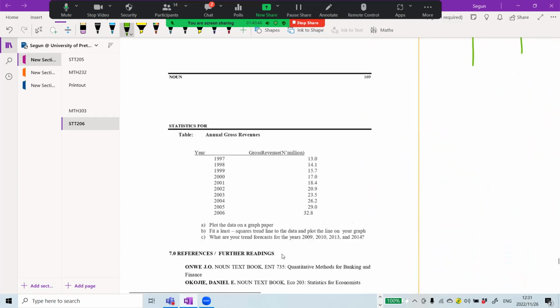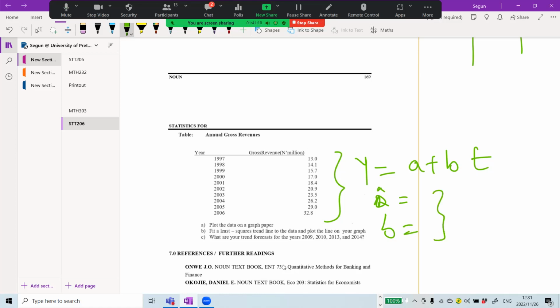Then the same thing happened to this question too. The least square. We just solve it. You don't need to plot the graph because nobody will give you paper. Then after you use the method we use, y equals a plus bt, where you do your a cap and you do your b. Then substitute it into this one. Then predict. This one will be 1, 2, 3, 4, 5, 6, 7, 8, 9, 10.